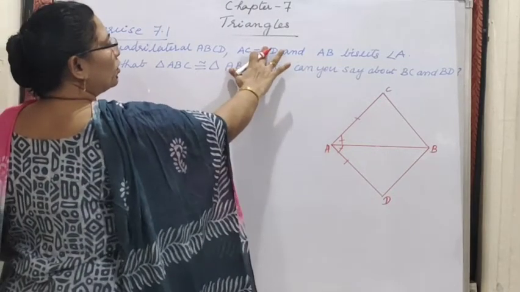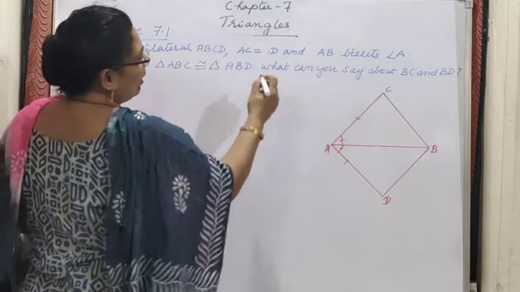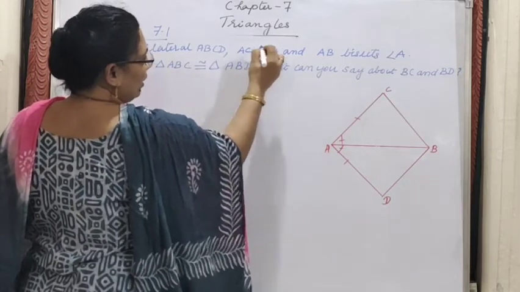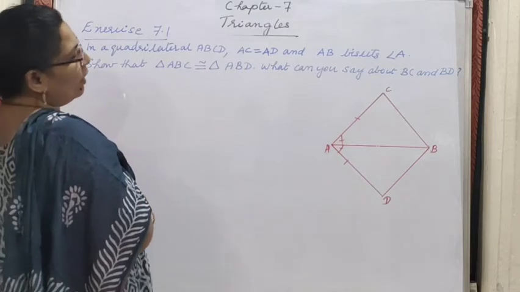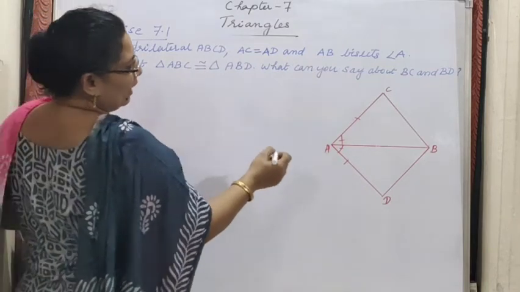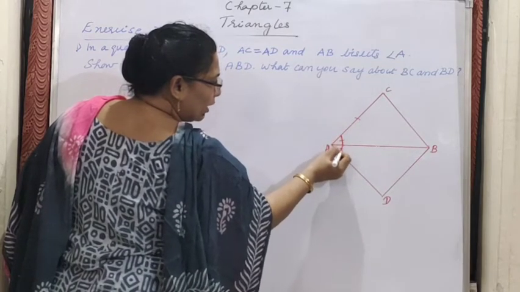Not AC equal to BD, it is AC equal to AD only. Already marked in the figure, from that you can understand that. It's wrong, we have written. So AC equal to AD. Now AB bisects angle A. That means the AB line is bisecting this whole angle equally.